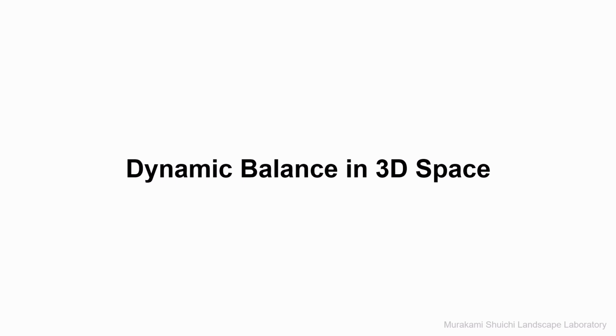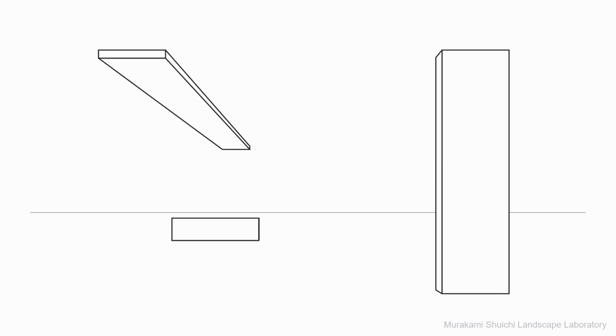So far, we have studied dynamic balance in two-dimensional space, but what about the three-dimensional space? Here you see a perspective drawing of a three-dimensional space made of three identical rectangular blocks. It is drawn in one-point perspective. The horizontal line represents the eye level assumed to extend infinitely into the distance.